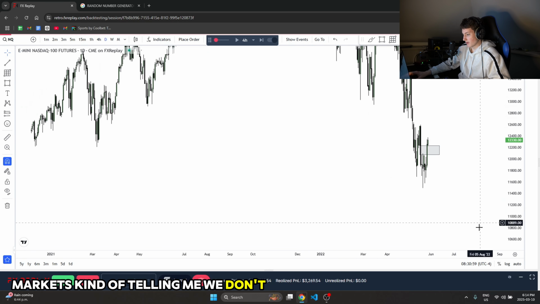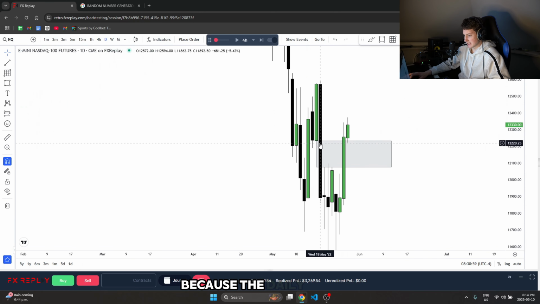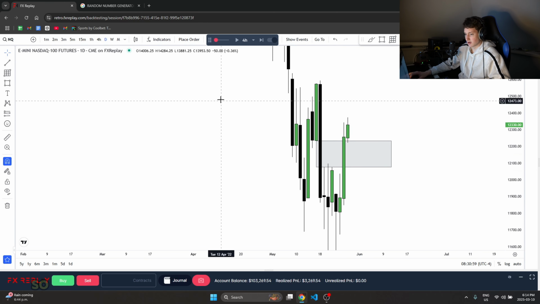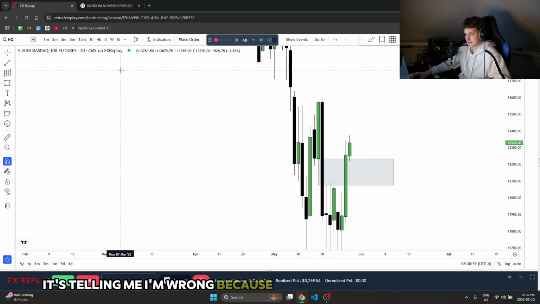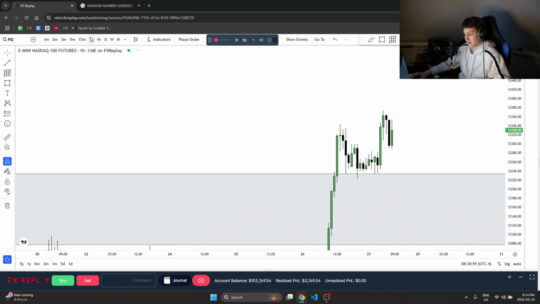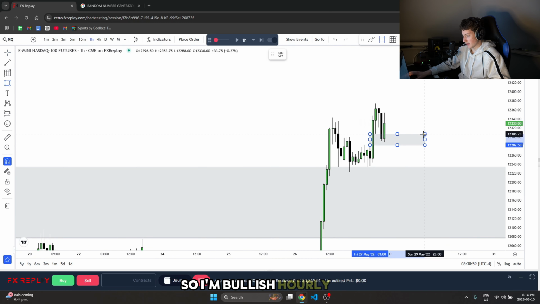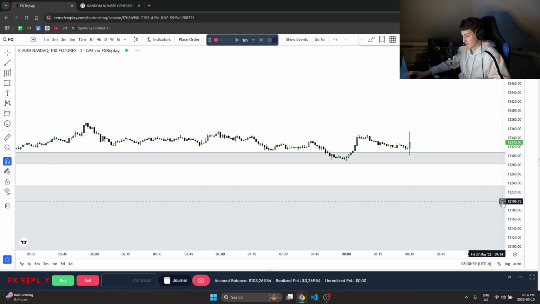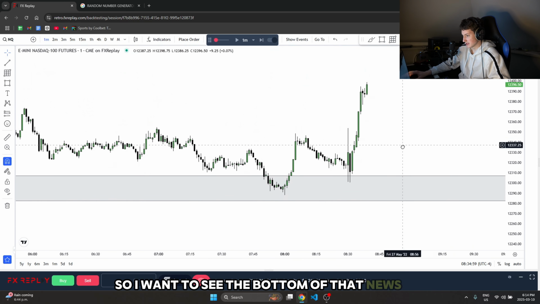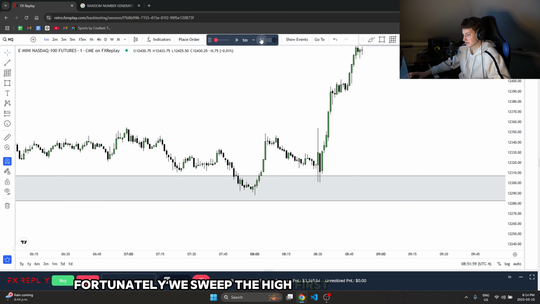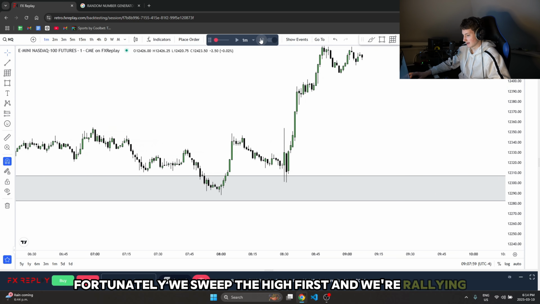Market's kind of telling me we don't want those daily lows anymore. Why? Because the daily gap just inversed. So I'm not bearish anymore, because what was the market telling me? No, it's telling me I'm wrong, because this daily gap just got inversed. So now I'm bullish. Hourly gap. I'm zoomed in. Looks like we just got a news release, so I want to see the bottom of that news hit. Fortunately, we sweep the high first, and we're rallying.